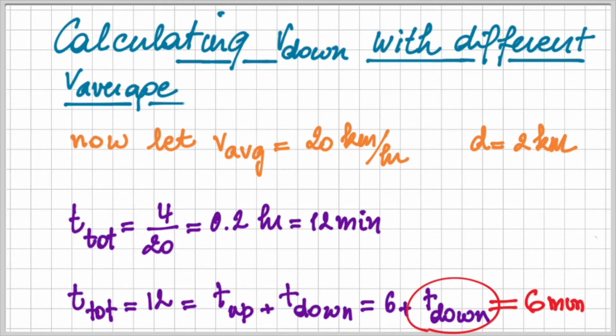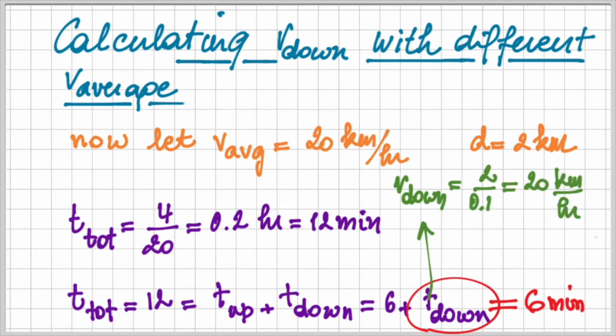We still have 6 minutes to go down, and we calculate now that the downhill speed is 2 divided by 0.1, which is 6 minutes, is equal to 20 kilometers per hour. And in this case, we see that the average is, of course, 20 kilometers per hour. We go uphill at 20 kilometers per hour, and we go downhill also at 20 kilometers per hour.